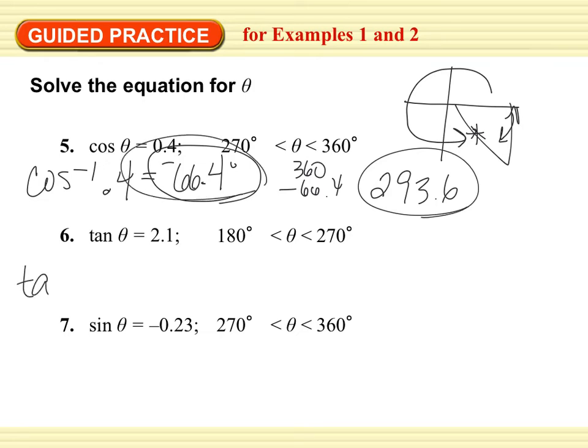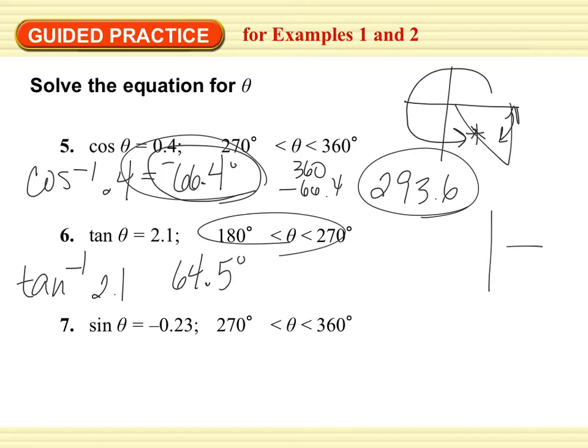How about tan to the -1 of 2.1? Remember, you need to be in degrees. That's 64.5 degrees, but I need to be in between 180 and 270, which is this quadrant. So I'm going to go 180 plus another 64.5. That gives me 244.5 degrees.